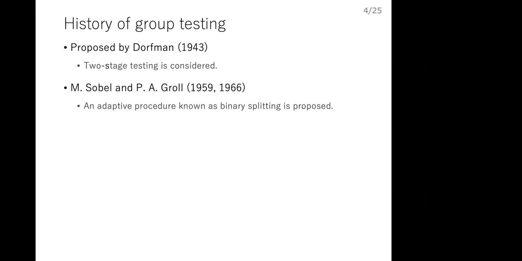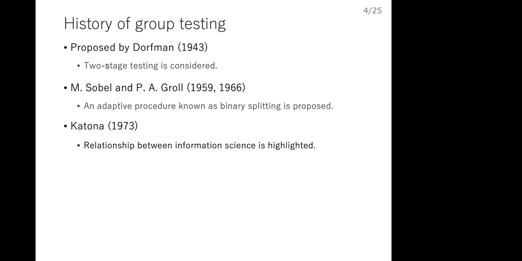This group testing problem has a long history. It was first proposed by Dorfman in 1943 for blood tests. His method is known as two-stage testing, where the patients are divided into subpools and the tests are performed on the pools. And the patients in the positive pools are tested again. In the 1950s and the 60s, the generalization of two-stage testing was proposed. This method is known as binary splitting. The positive subpools are divided sequentially and tested again.